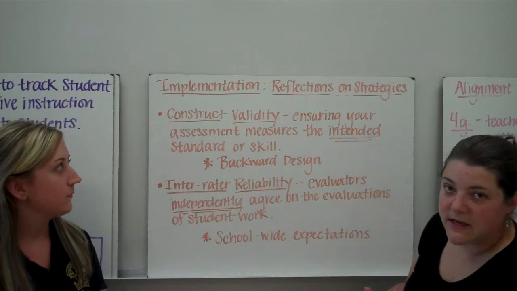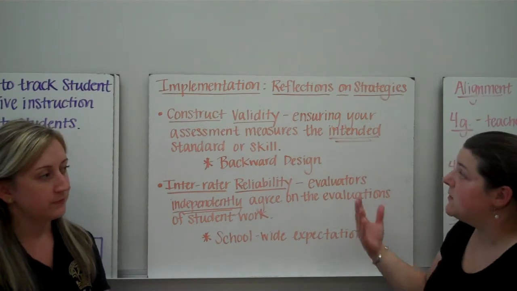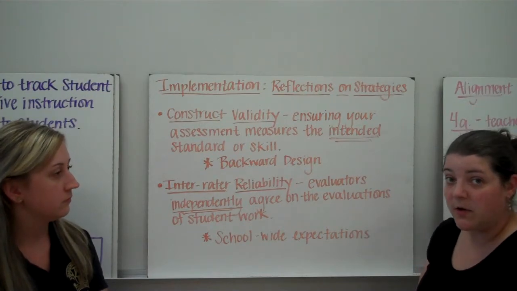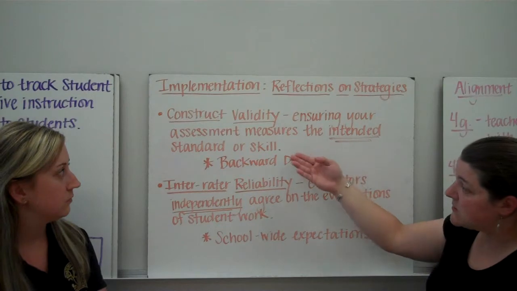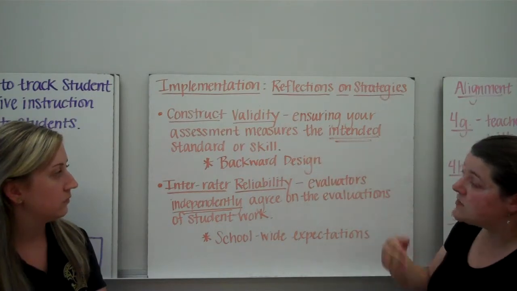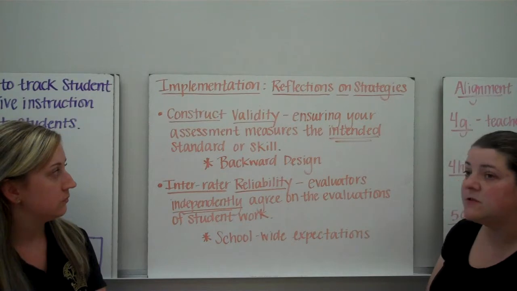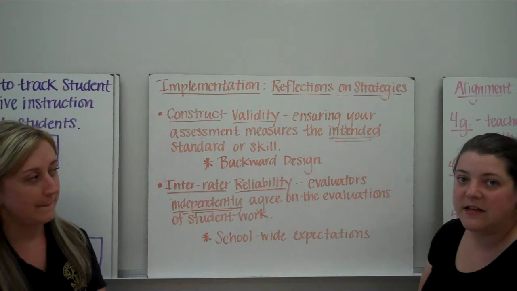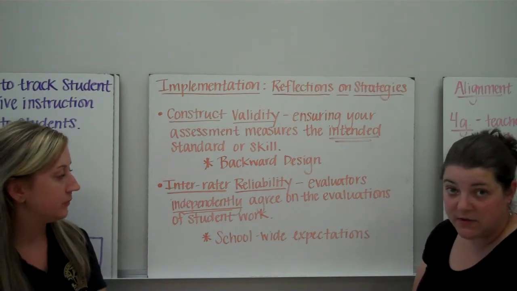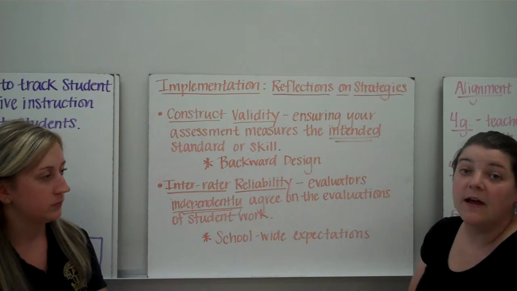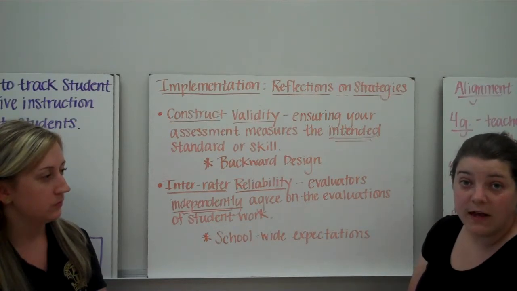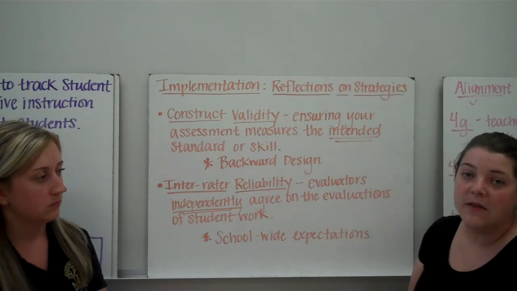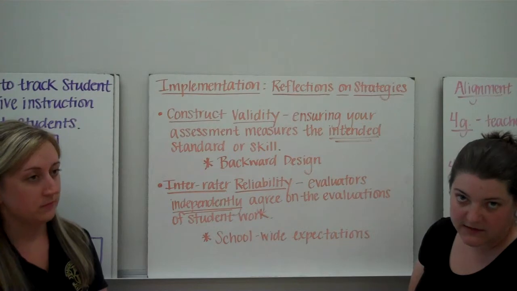So, some implementation plans. One of the things that we noticed was really for us, this is more of a reflection on our strategies as we go through. So there are two pieces to this. There's the construct validity. And what construct validity does is it ensures that our assessments are actually measuring the intended concept or skill. So a perfect example of this in English would be something like looking for rhetorical strategies. We would want to make sure that we're assessing that particular skill, not the student's ability to comprehend the text.